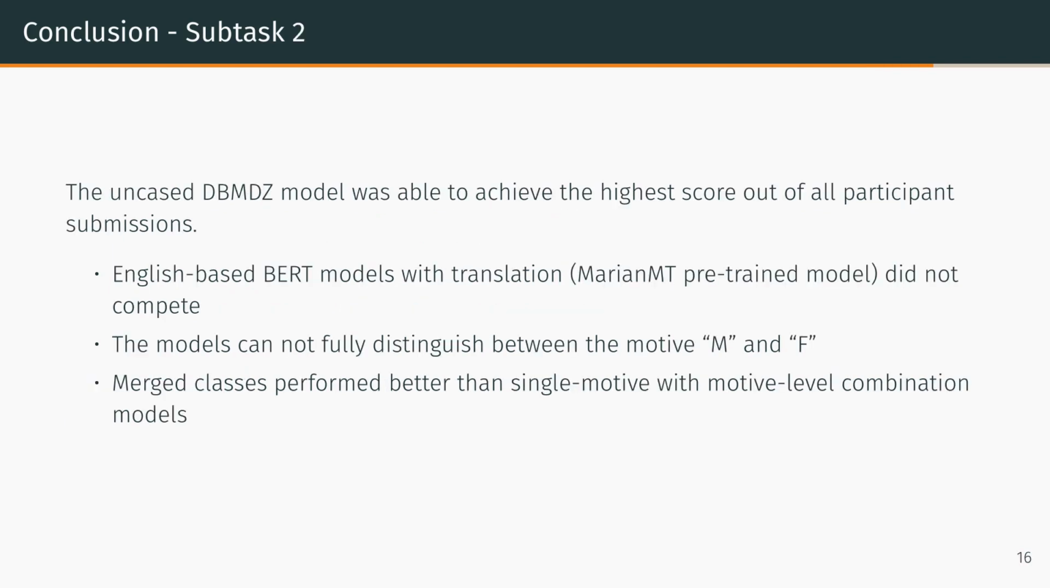Our conclusion for the second subtask is that transformer architectures worked well for this task. We were able to achieve the highest score out of all submissions. And as we have just seen in the confusion matrix, the motives M and F get mixed up quite a lot. This behavior should be further investigated in future work. It's also notable that the merged class models perform better than having a single model for the motive and multiple models trained on each motive level combination.